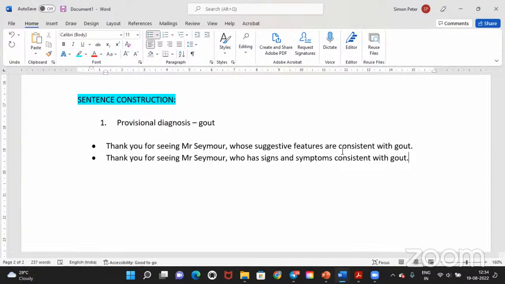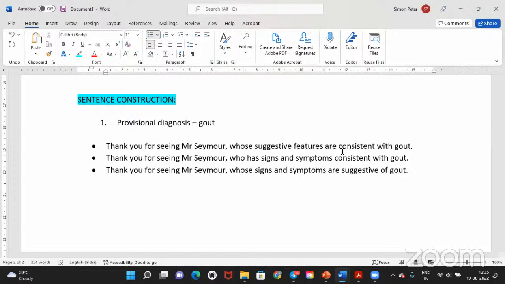Thank you for seeing Mr. Seymour, whose signs and symptoms are suggestive of gout. Whose signs and symptoms suggest gout also. So different styles. So let us take only two examples for this one.